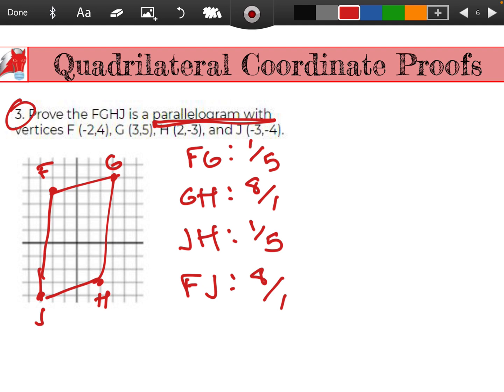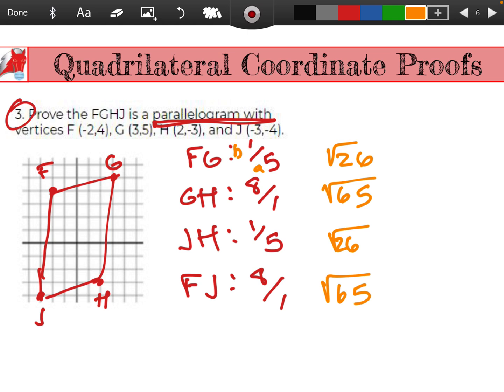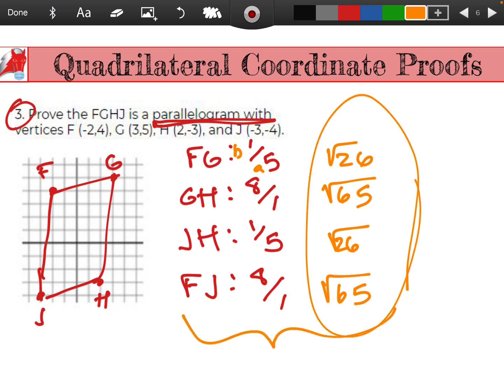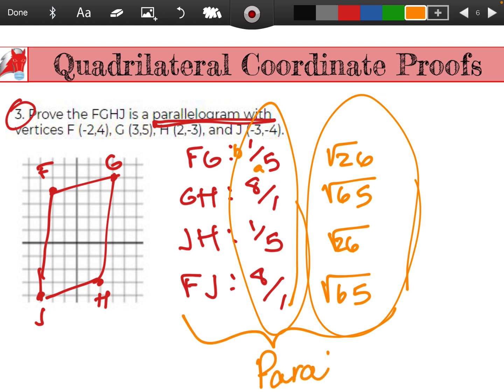Now remember, this is my A and B. So I have 25, or 5 squared plus 1 squared. So I get root 26, which means I'll get that here. Same thing with this, 64, this is root 65. Here's my proof. I have two sets of congruent sides, two sets of parallel sides. That means it has to be a parallelogram. Okay?